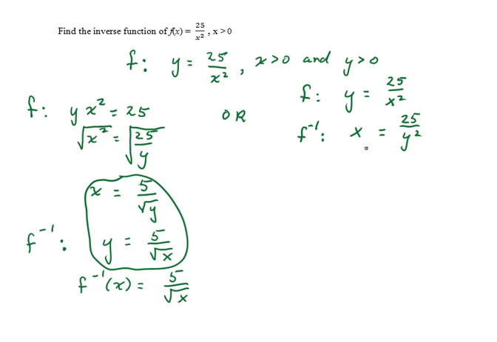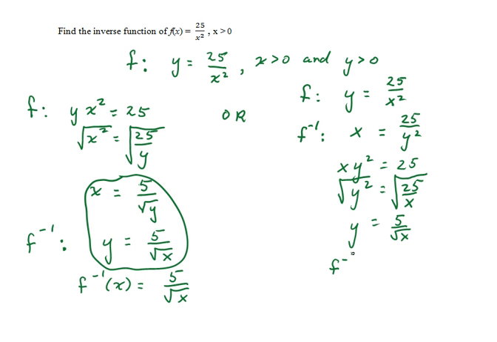Then we rewrite this equation by isolating the y. So we multiply both sides by y squared, divide by x, take the square root of both sides, no plus or minus because y is positive, so y equals 5 over the square root of x. And then lastly, we replace the y with f inverse of x.